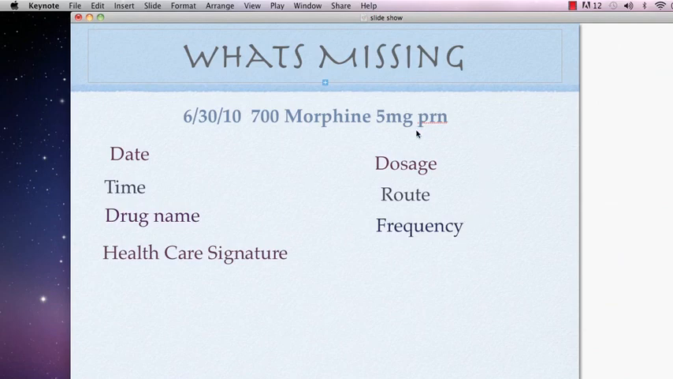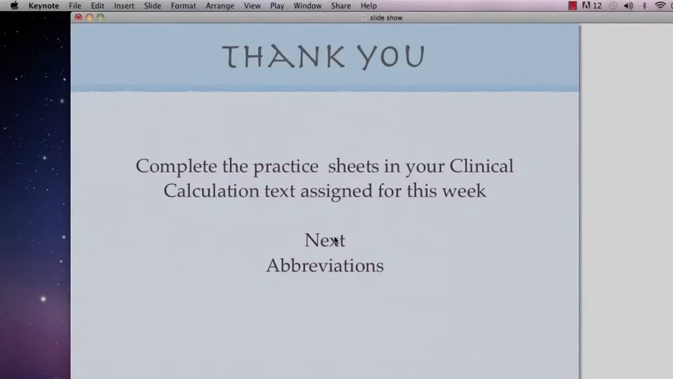Again, we have the PRN order. And again, you need parameters when you have this PRN order. Should I give morphine IV every hour, every 15 minutes, every 20 minutes? Absolutely necessary. So once again, this order needs to go back to the physician that wrote it, and it needs to be clarified. Well, that completes the tutorial for this week.